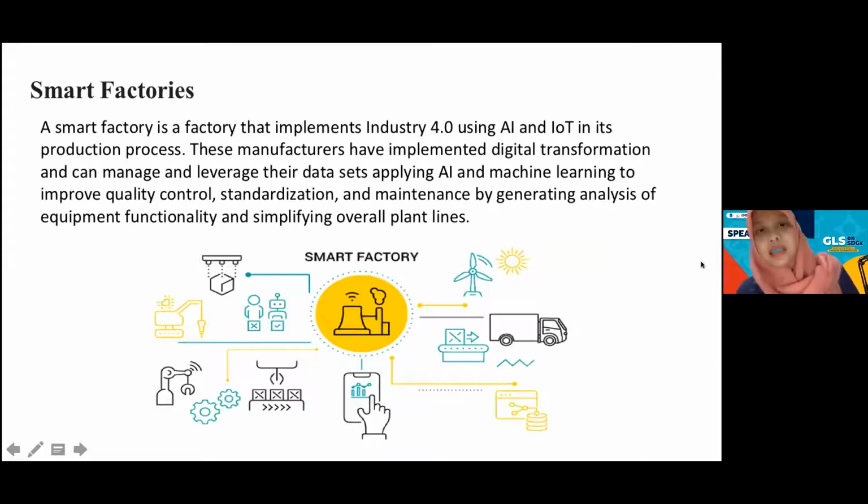The smart factory is a factory which implements Industry 4.0 using AI and IoT, and we already understand what AI and IoT are. In the production process, these manufacturers have implemented transformation and can leverage their data sets, applying AI and machine learning to improve their quality control, their standardization, and maintenance through analysis of equipment. If we look at this picture, the key of a smart factory is connectivity by IoT, and all the fields send their data in real time using sensors, IoT, and RFID, from the production process until the distribution process. That is called a smart factory.